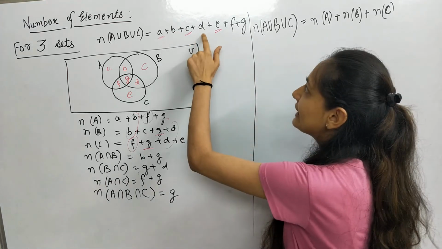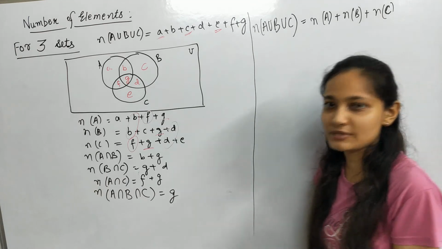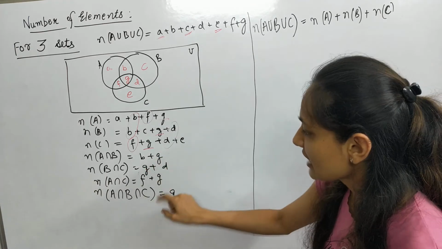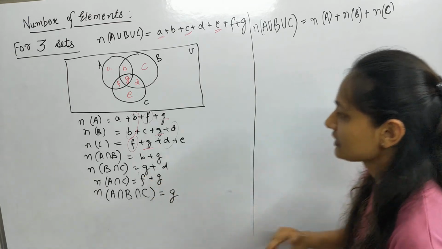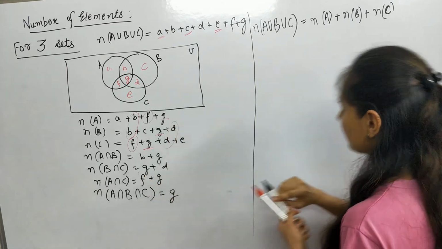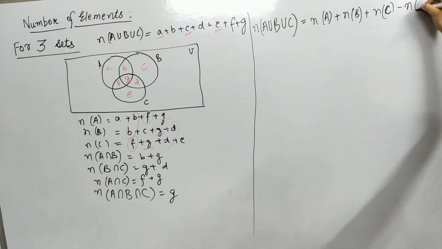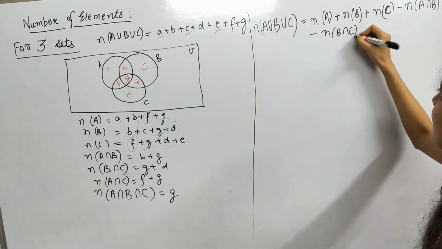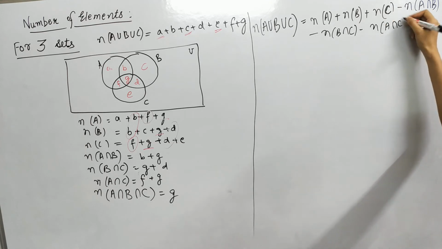What about b, d, g, f? ये आपके पास twice times है. That means you have these 2 times. तो आपने क्या करना है? You have to subtract this. What you have to do is subtract A intersection B, subtract B intersection C, and subtract A intersection C.